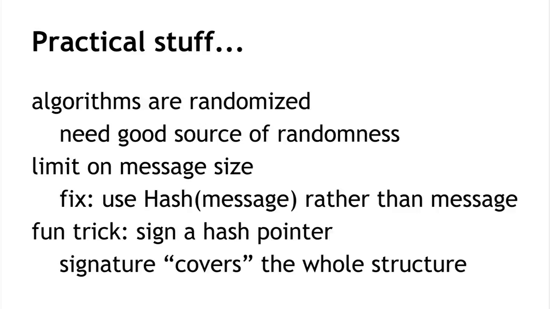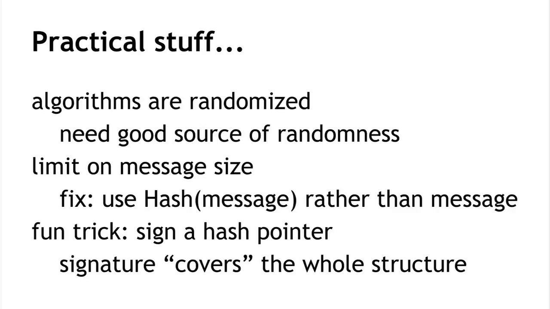In practice, there's a limit on the message size that you're able to sign because real schemes are going to operate on bit strings of limited length. The fix to that is simply to use the hash of the message rather than the message itself. That way the message can be really big, but the hash will be only 256 bits. And because hash functions are collision-free, it's safe to use the hash of the message as the input to the digital signature scheme rather than the message. And by the way, a fun trick, which we'll see used later, is that you can sign a hash pointer.